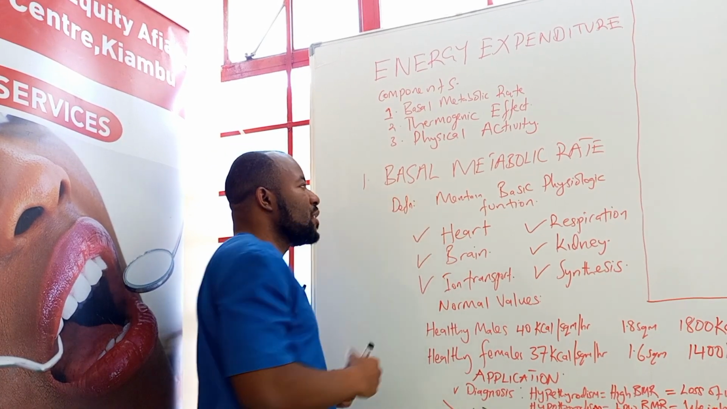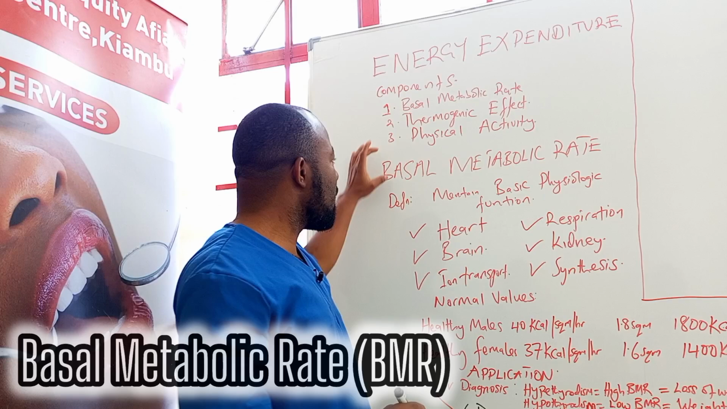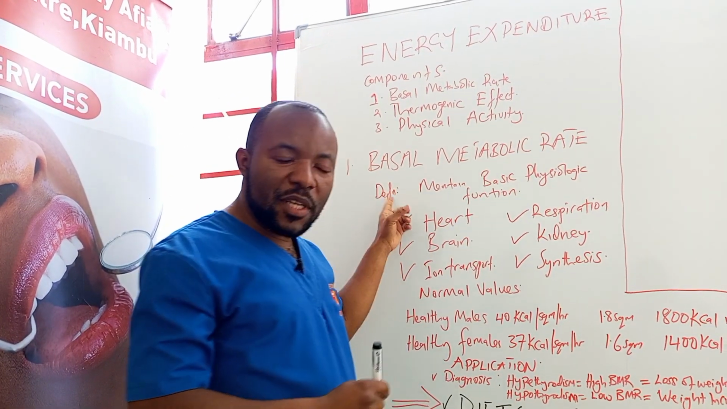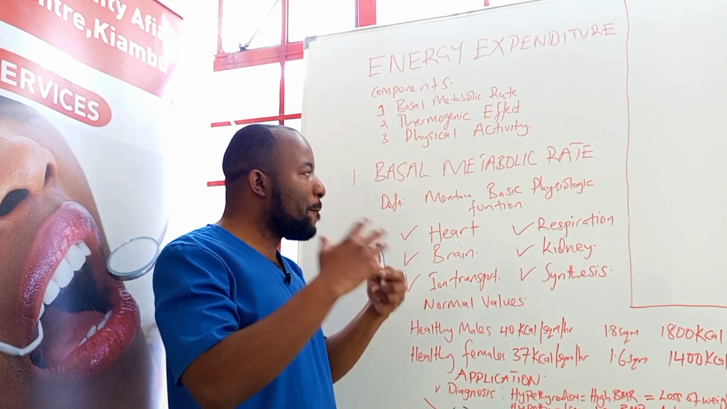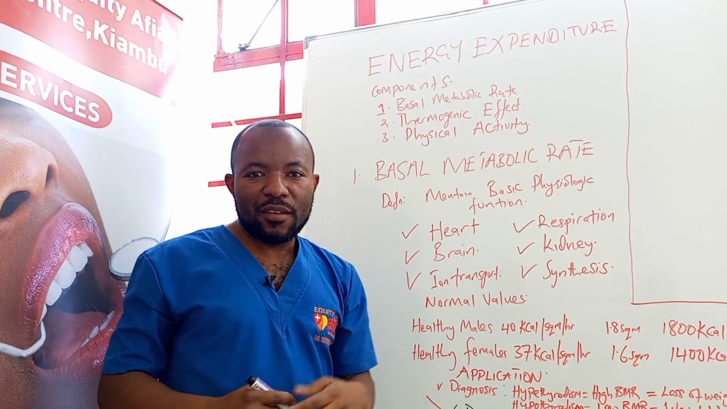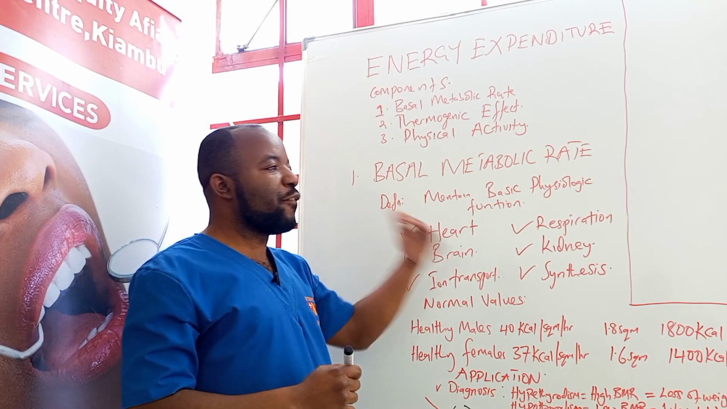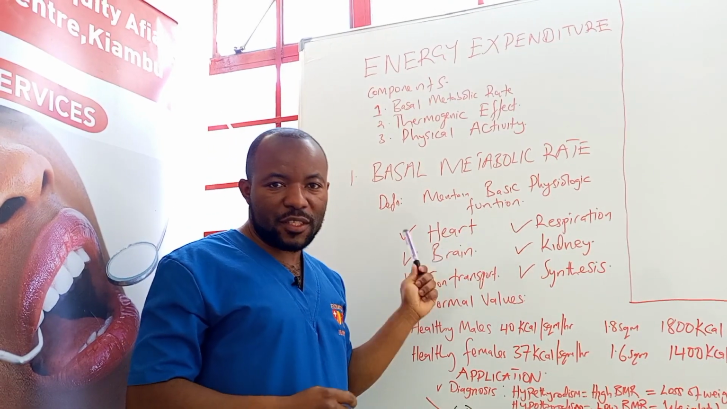So the first one is the basal metabolic rate. What is basal metabolic rate, which can also be summarized as BMR? Basal metabolic rate is the energy you need to maintain the basic physiological functions. This is the energy you need not to die. With this energy, you might fail to perform some activities, but you won't die.